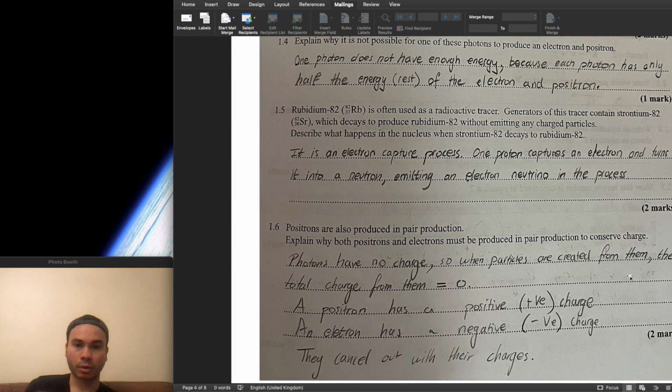1.6. Positrons are also produced in pair production. Explain why both positrons and electrons must be produced in pair production to conserve charge. Well, first of all, photons have got no charge, so when particles are created from them, the total charge has got to equal 0. So a positron with a positive charge and an electron with a negative charge cancel out, which makes sense as to why they are produced in that way.